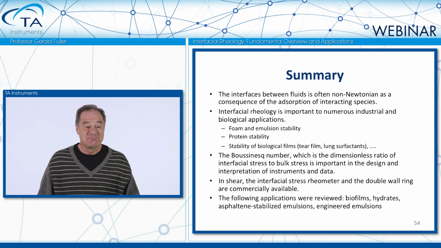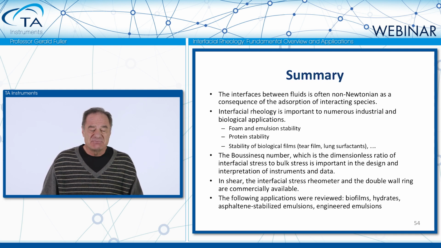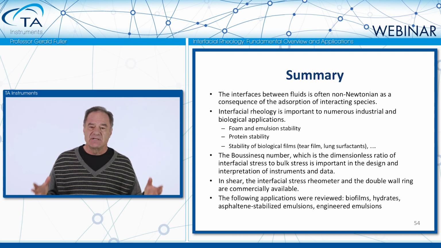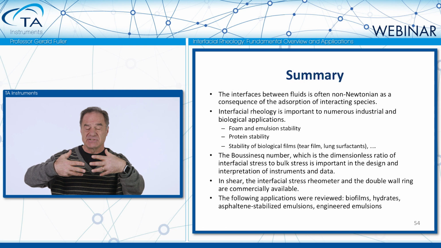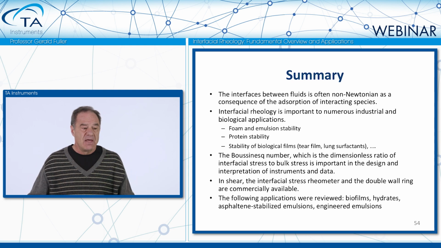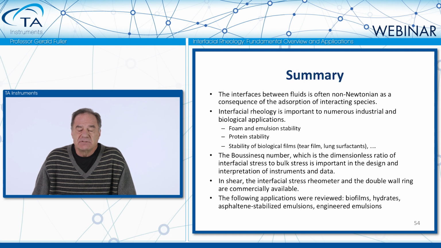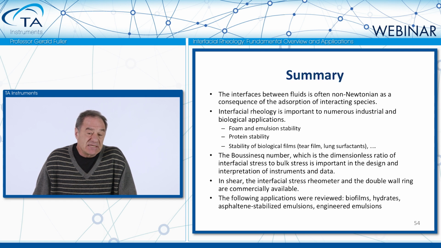So in summary, to remind ourselves, interfaces between fluids are often non-Newtonian, complex. This is a result of the fact that these species that are floating around in the bulk will attach to the surface and interact with each other. Interfacial rheology is important to understand both industrial applications as well as biological. So foam stability, emulsion stability, you saw that with the asphaltene problem, protein stability, and biological films.